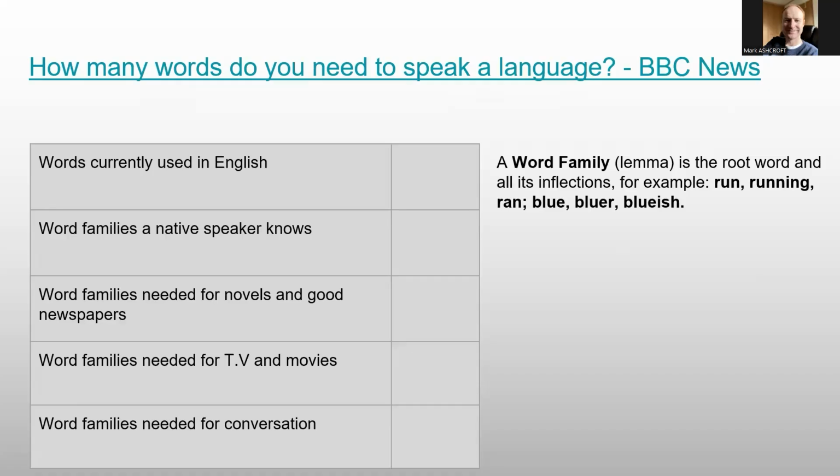Okay, now let's do a little bit of a quiz, okay? How many words do you need to speak a language? An interesting question. Now, we have some categories here. Words currently used in English. How many words do you think are currently used in English? How many word families does a native speaker know? A word family is the root word. For example, run, running, ran is part of a word family. Another example, blue, bluer, bluish, interesting, interested. These are all word families.